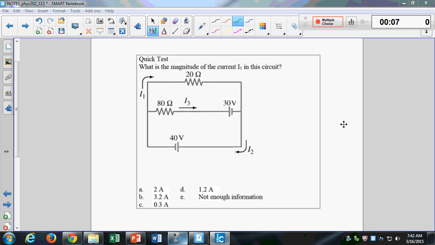Here, I just wanted to know the magnitude of the current I1 in this circuit. So it should be super easy. You should be able to look at it and tell what the answer is.